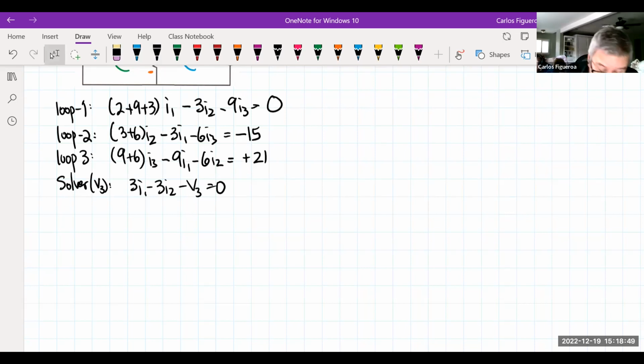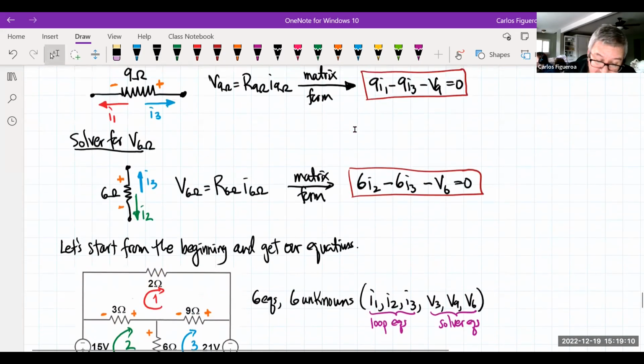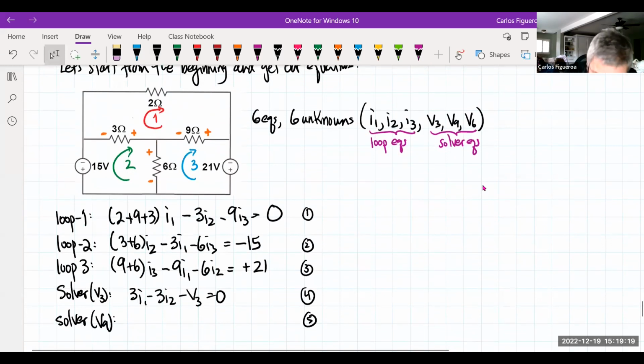I have a solver for 9, so I need a solver for V9. Again, look at this. Equation 1, equation 2, equation 3, equation 4, and now we're writing equation 5. If I look at this, what do I see? According to what we wrote before, this is 9I1 minus 9I3 minus V9 equals 0. So if I write this out, this will be 9I1 minus 9I3 minus V9 equals 0.